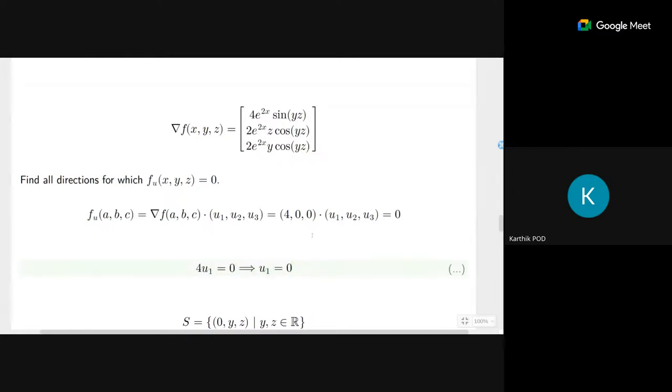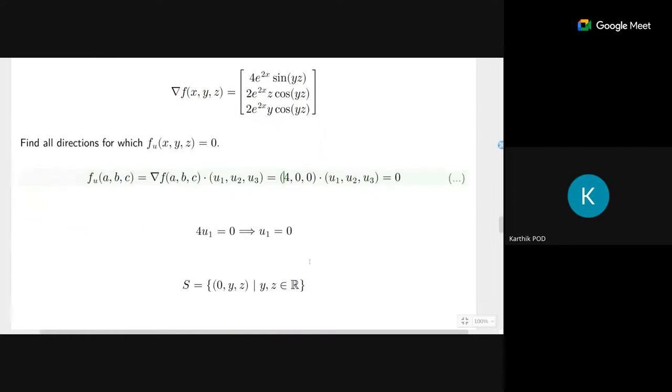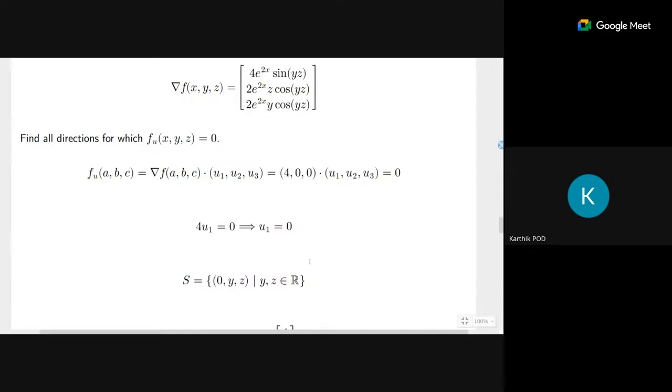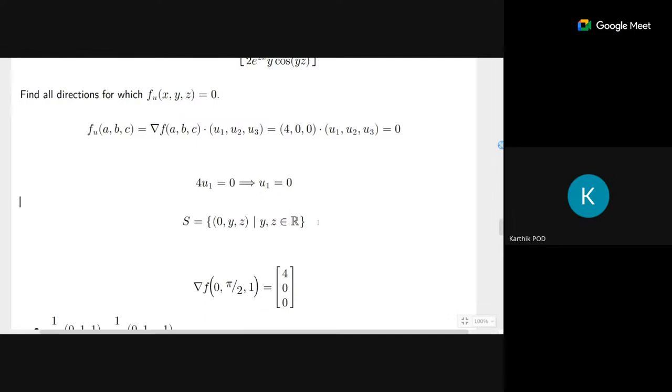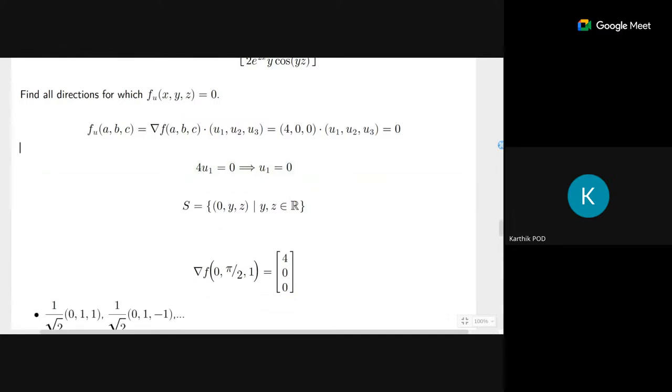So this comes from this equation, right? If you write down the dot product equal to 0, you will end up with 4u1 plus 0 plus 0 equal to 0. Therefore, u1 equal to 0. u2 and u3 are independent variables. They can take any value. So I'm just extending this question to a slightly general version where they ask you list all possible unit vectors or all possible directions in which the directional derivative will be 0.